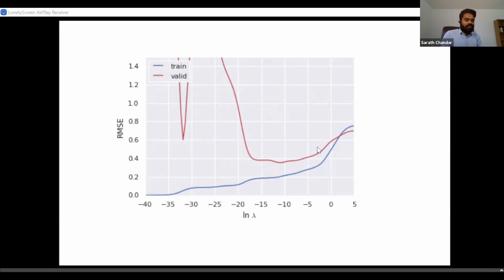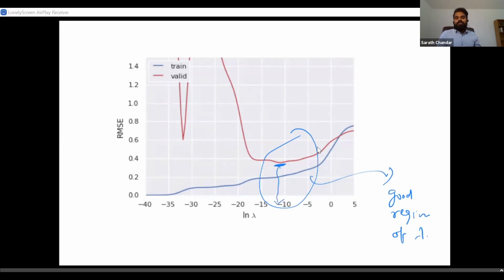We are just using the validation set here, and you can see that this seems to be a good region for lambda. I would normally pick the lambda which has the lowest validation error, in this case probably this point. That is the lambda that I will pick. I will train the model for that lambda and do the test performance.